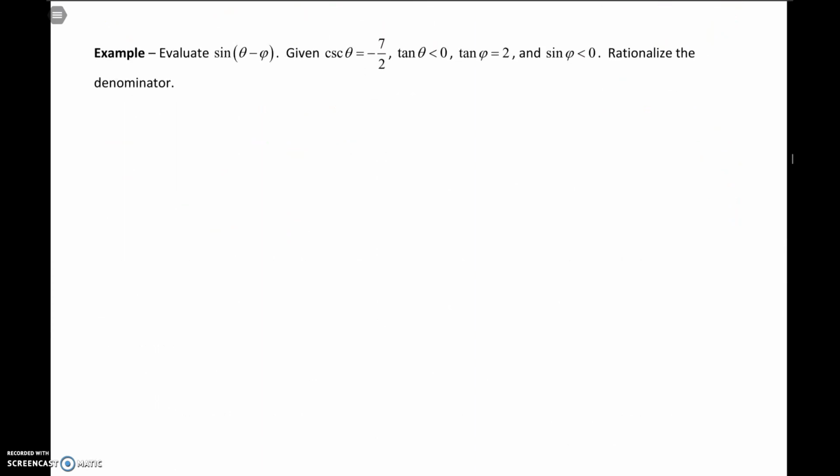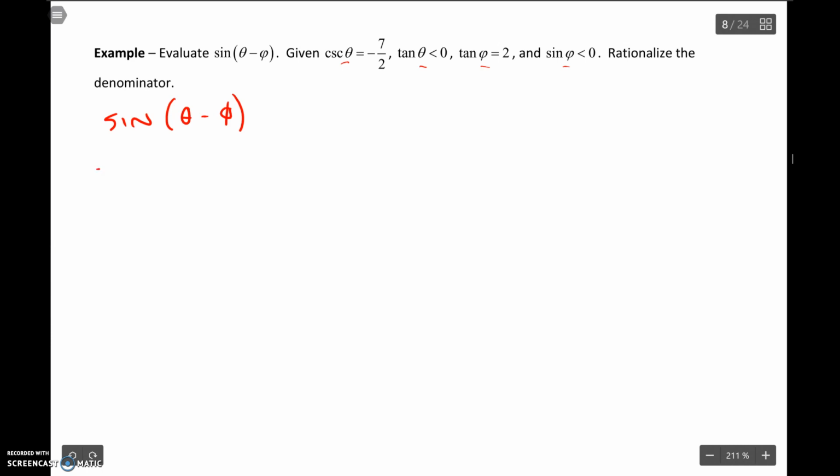Example: evaluate the sine of theta minus phi when the cosecant of theta is negative 7 halves and the tangent of theta is negative, and the tangent of phi is equal to 2 over 1 when the sine of phi is also negative. Rationalize the denominator. So I'm supposed to evaluate the sine of theta minus phi. Well, I don't know anything about this angle theta minus phi. These are for thetas and these are for phis, but I have nothing about the actual difference of those two angles.